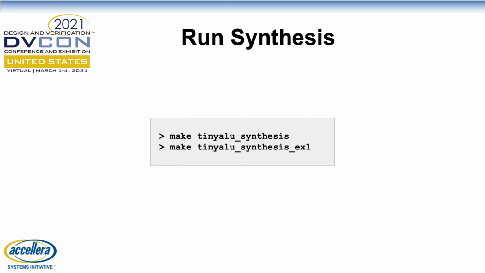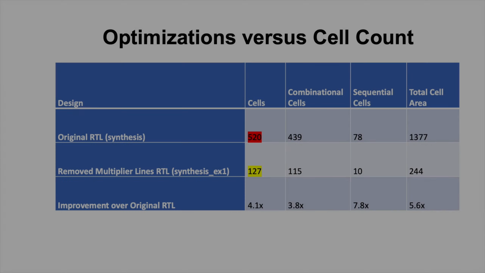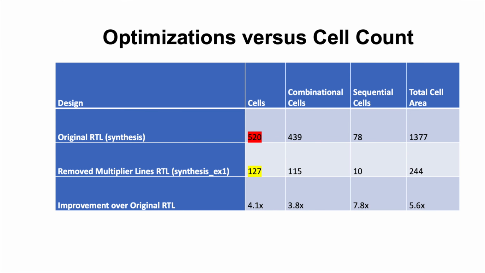With the example code, we can run synthesis two ways. One, the original vanilla design, and two, with our edited RTL that commented out those lines in question. When we run those two make targets with and without the commented lines, we can see that the top one took 520 gate level cells to implement the original design. After we did our comments, now the design only takes 127 cells to implement. All the other metrics kind of flow from that cell count, the different types and sizes of all the cell libraries. And we can get a 4x improvement.